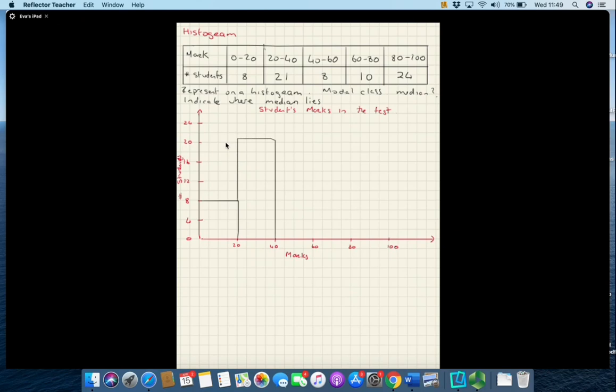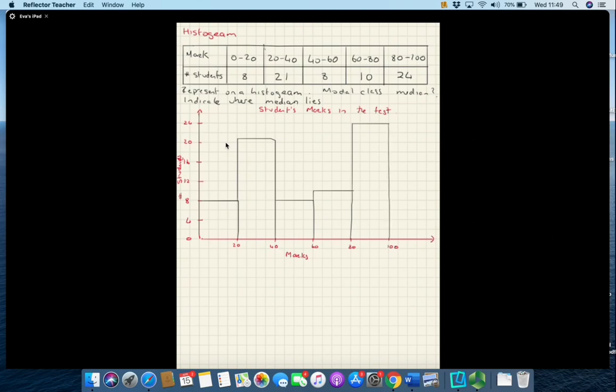Okay, 8 is also 40 to 60. 10 is 60 to 80, so that's halfway up here. And then 24 is 60 to 80, so all the way up to the top. And you can see each of these columns touch its neighbour.